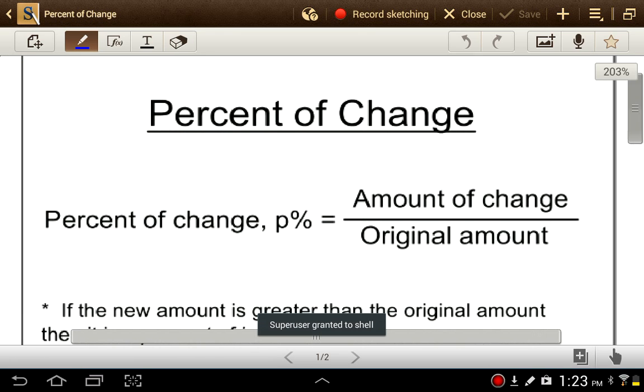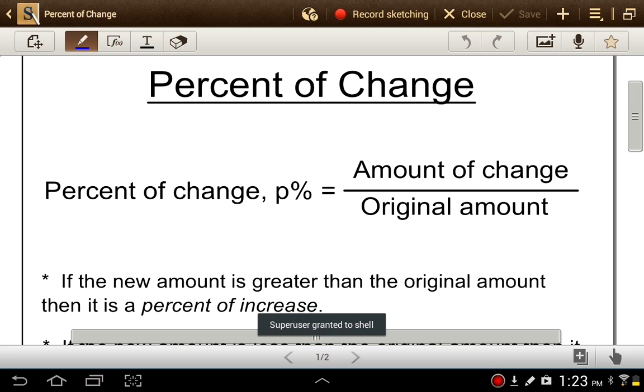To find the percent of change, it's pretty easy. All you're going to do is take the amount of change, so you're going to subtract the amounts. I always look at it as an absolute value amount, so don't worry about which way you subtract them. You always find your amount of change as a positive number, the absolute value of the amount of change. And that is going to go over the original amount, which is the amount that you start with. Okay? So that is how you find the percent of change.